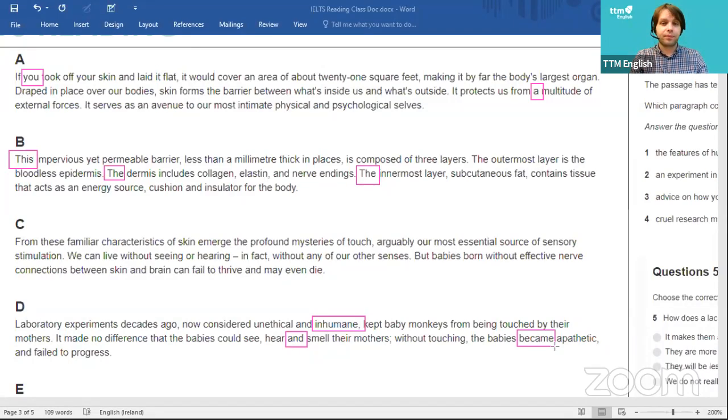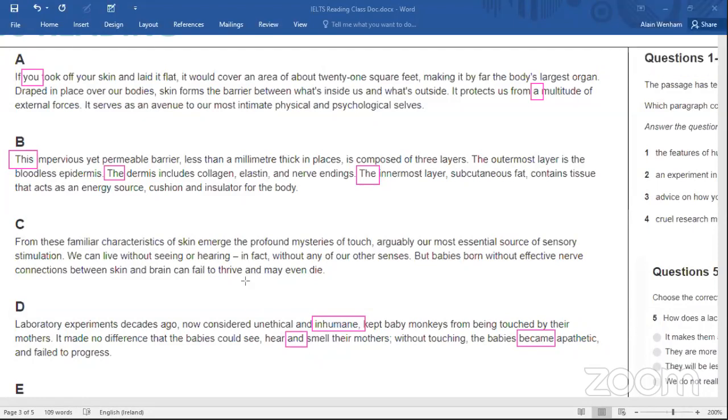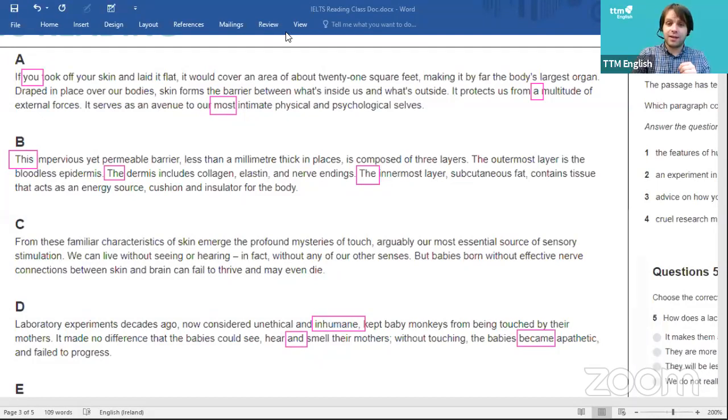Intimate. Intimate. Most. Yeah, good. Most. Well done. Now, all right, I just want to make sure that you understand the meaning of these words as well, because it's very important that we have some good vocabulary for reading.